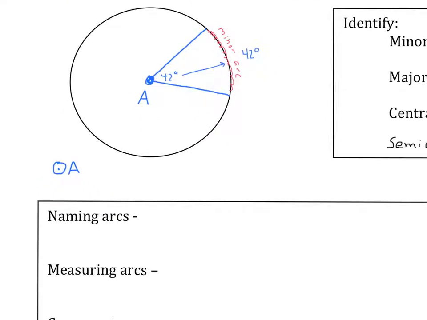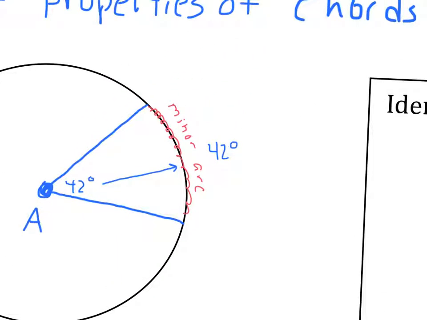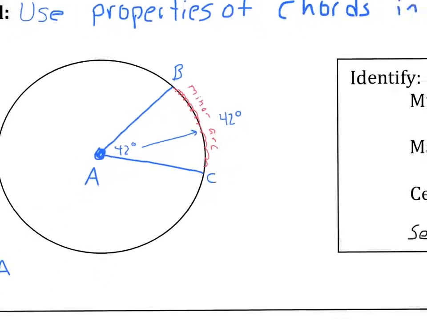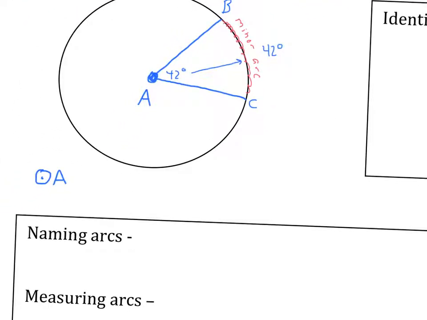So, to name an arc, we need some letters. So, let's put a B here and a C here. So the name of this minor arc is called arc BC. And we simply say arc BC. Technically, you could go the other way, arc CB. Notice I'm only using 2 letters because it's a minor arc.